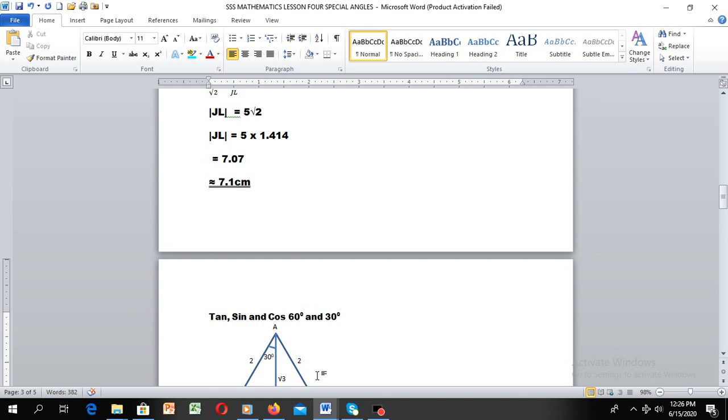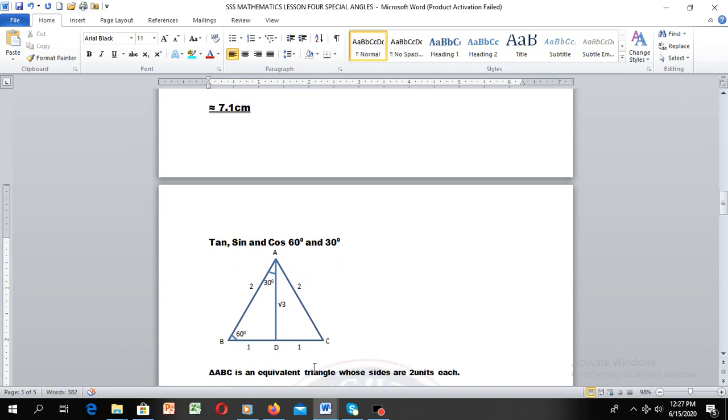Now we want to consider 2 other special angles, angle 60 degrees and angle 30 degrees. They are also special angles. So we want to determine the trig ratios, tan, sine, and cosine of these 2 angles. And in order to do that, we're going to be making use of an equilateral triangle. So we're going to be having an equilateral triangle ABC.